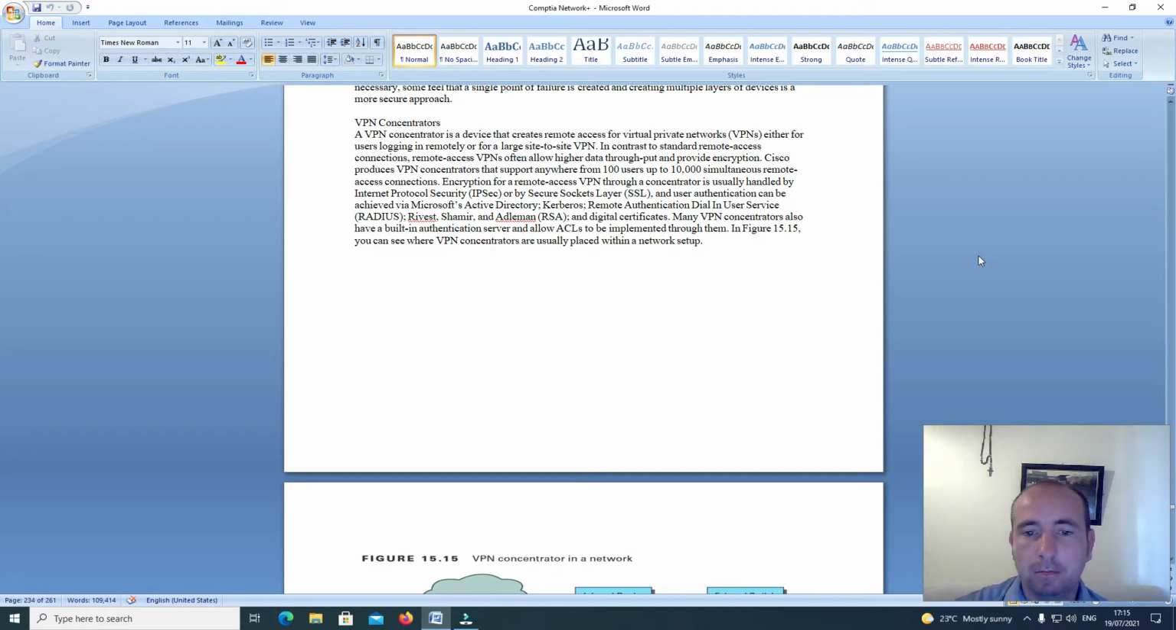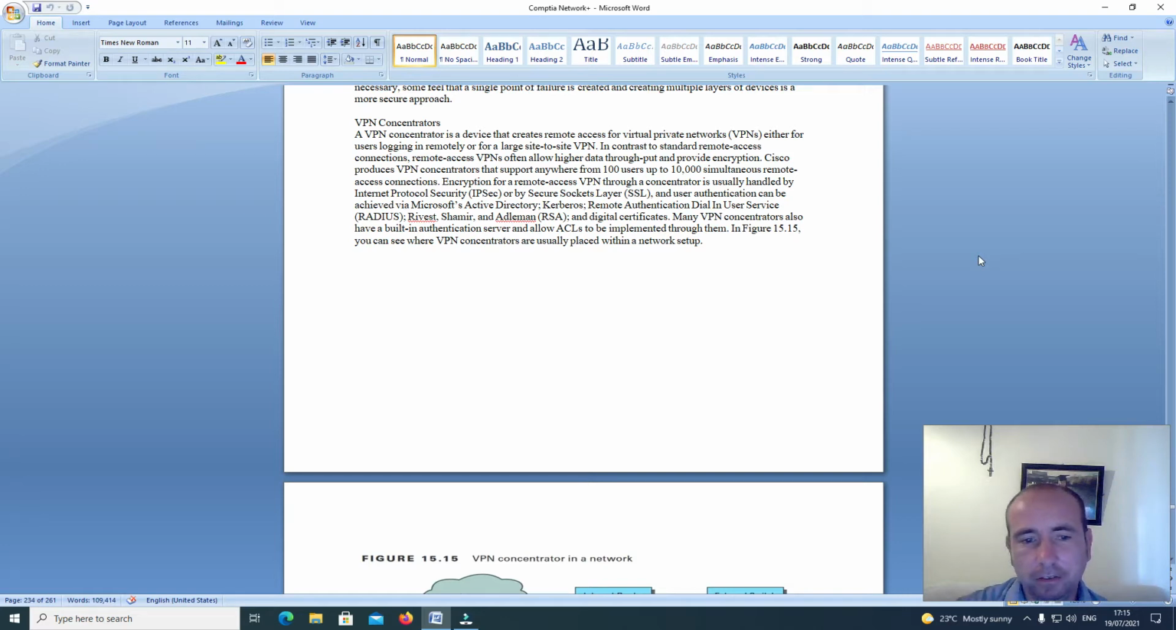Encryption for a remote access VPN through a concentrator is usually handled by Internet Protocol Security, IPsec, or Secure Socket Layer, SSL, and user authentication can be achieved via Microsoft's Active Directory, Kerberos, Remote Authentication Dial-In User Service, RADIUS, Rivest, Shamir, and Adleman, RSA, and digital certificates. Many VPN concentrators also have a built-in authentication server to allow ACLs to be implemented through them.